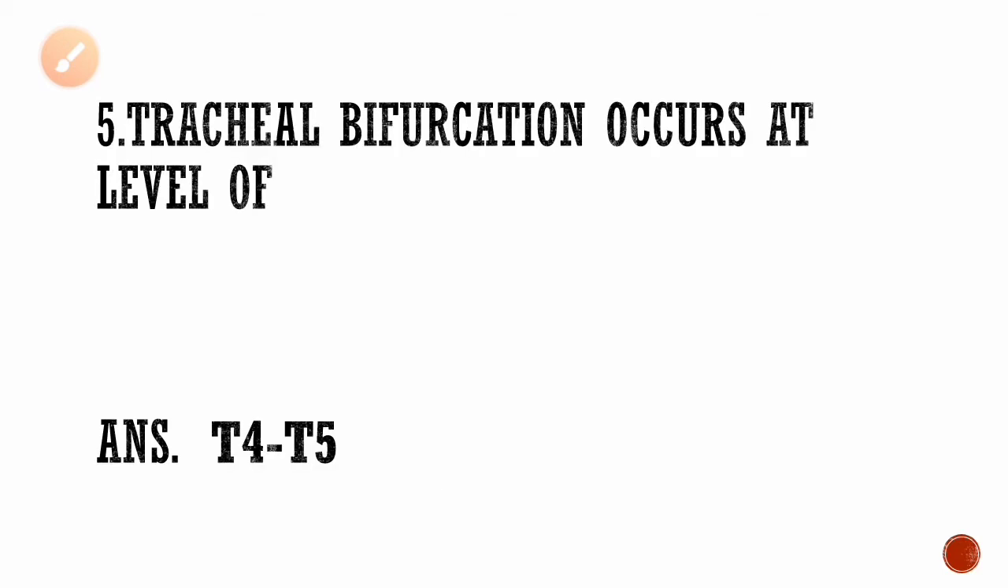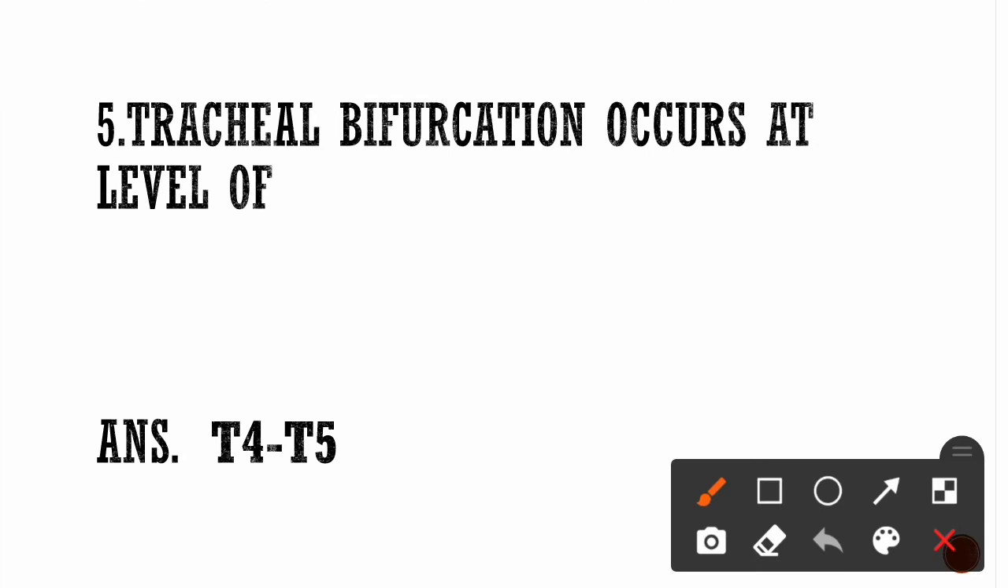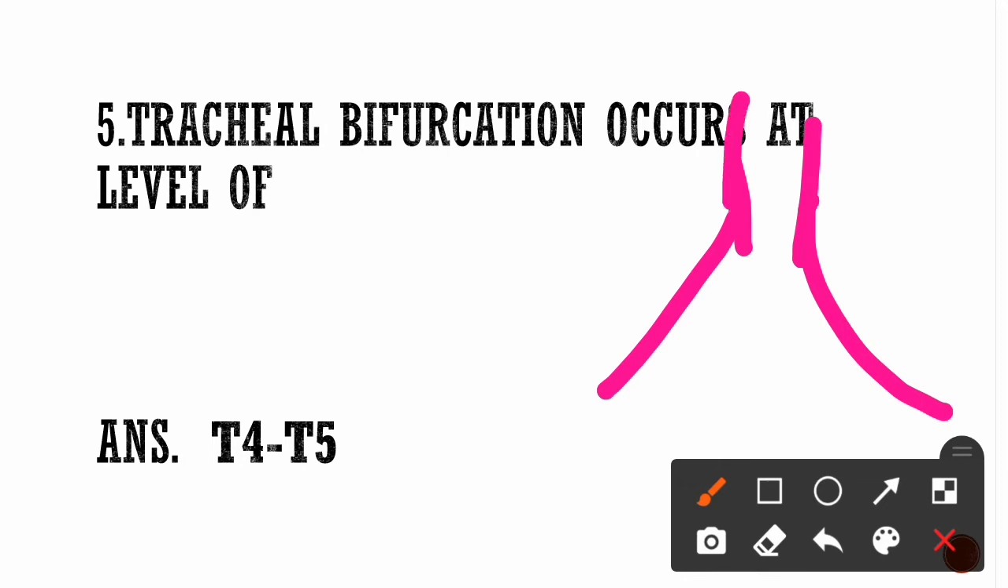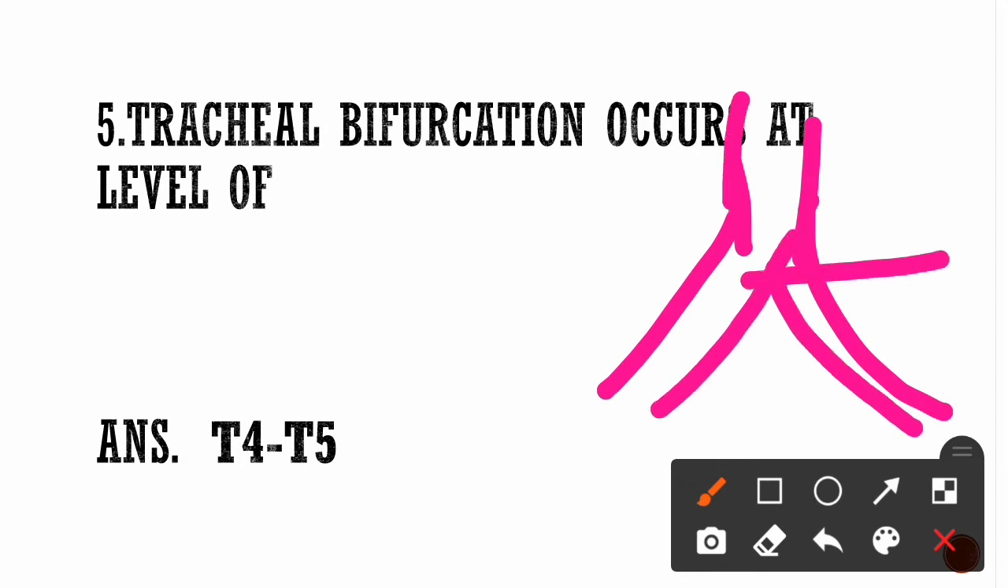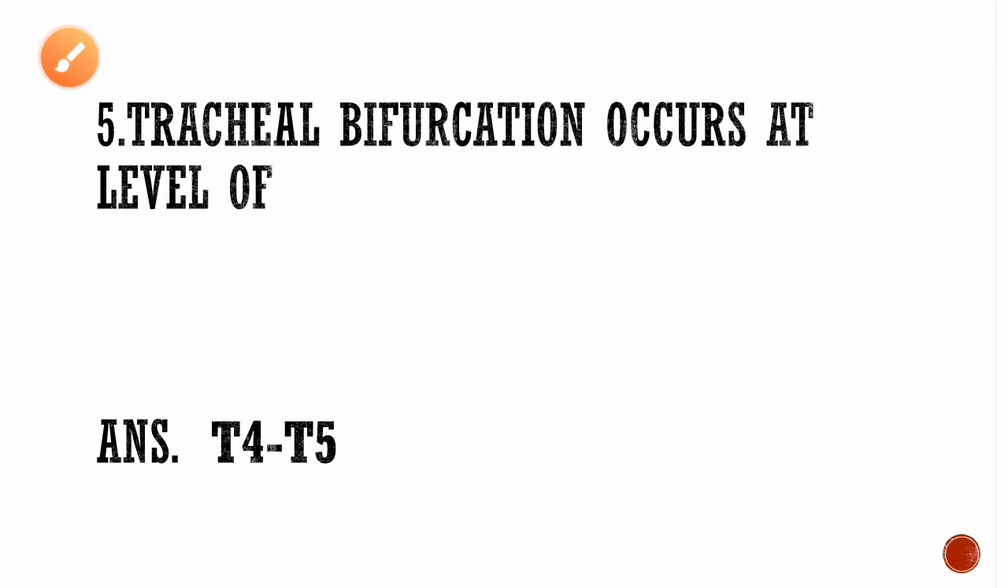Next, fifth question, tracheal bifurcation occurs at the level of. We all know the trachea is divided into two directions so that it gives rise to the respiratory tract again. The trachea divides at T4 and T5, the thoracic vertebrae. We all know thoracic bones. This is called bifurcation. So the trachea here is divided into two. On the backbone side it is T4 and T5.